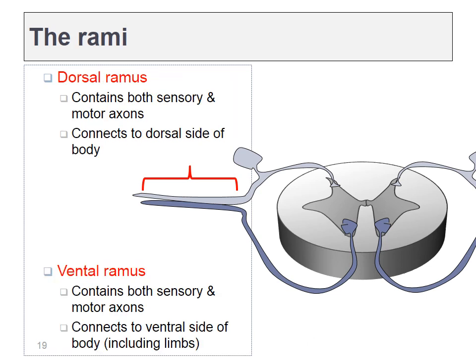The spinal nerves aren't very long, though. They quickly split into a pair of rami. One goes to the dorsal side of the body. It's called the dorsal ramus. And another one goes to the ventral side of the body. It's called the ventral ramus. This one also connects to the limbs. Therefore, it's much larger than the dorsal ramus, as it controls a lot more muscles and has a lot more skin to provide sensory information back to the brain.